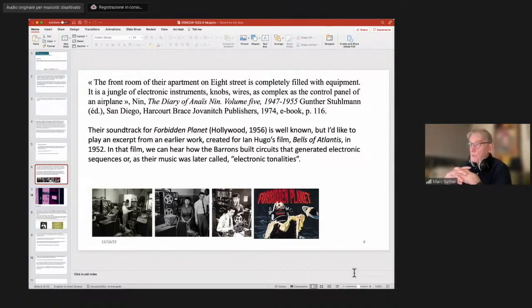Their soundtrack for Forbidden Planet, Hollywood 1956, is well known, but I'd like to play an excerpt from an earlier work created for Ian Hugo's film Bells of Atlantis in 1952. In that film, we can hear how the Barrons built circuits that generated electronic sequences, or, as their music was later called, electronic tonalities.